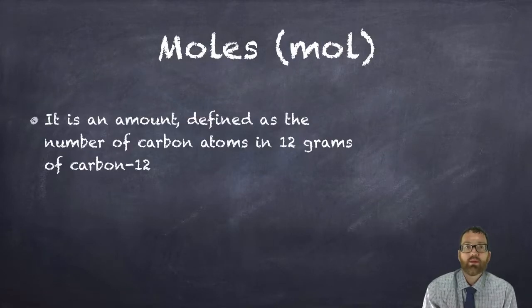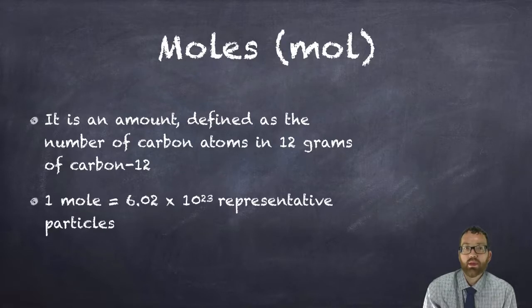A mole in chemistry is the amount defined as the number of carbon atoms in 12 grams of carbon-12. So picture a scale and you weigh out exactly 12 grams of carbon-12. And if you could count every single atom in that pile of carbon, you would have a mole of carbon. And if you could count all those pieces, it would be 6.02 times 10 to the 23 atoms. So 1 mole of any substance equals that number of particles of that substance.